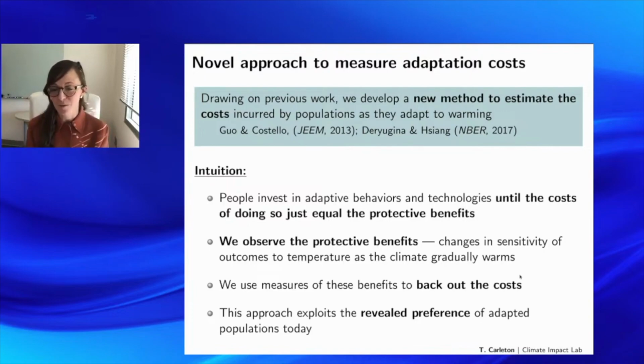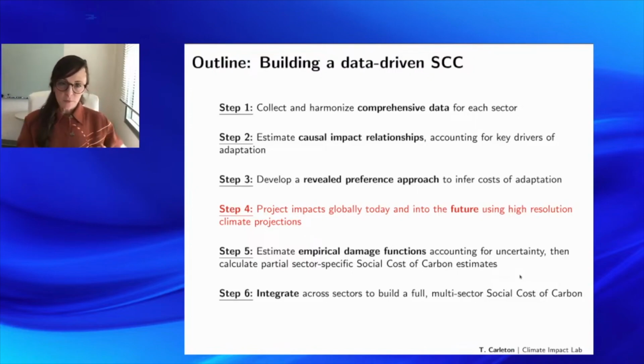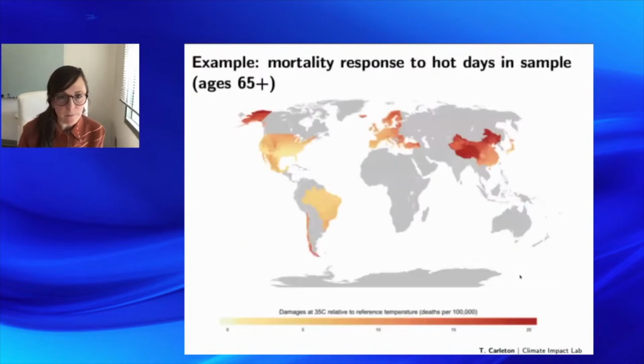This is making a lot of assumptions about rationality of investments in adaptation. I think there's exciting work about belief formation and expectation updating that should play into updates and improvements in thinking about adaptation costs going forward. So at this point, with an empirical estimate of dose response functions reflecting adaptation benefits, and a revealed preference approach to try to capture adaptation costs, we can generate projections into the future of what climate change may do for each of these sectors at high resolution.